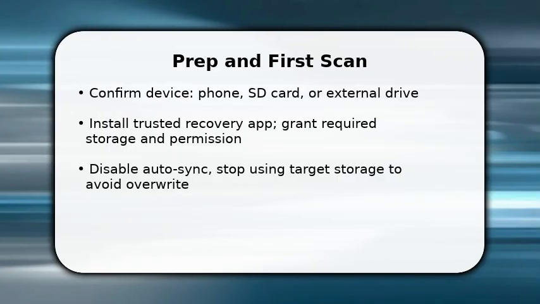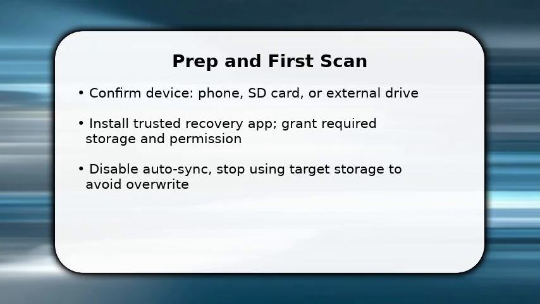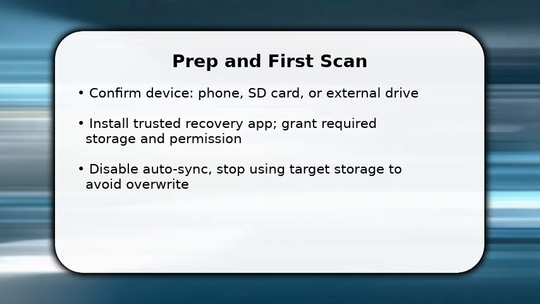You begin by confirming exactly where the old photos lived: phone internal storage, SD card, or external drive, and stop using that media immediately to avoid overwrites. Once done, install a trusted recovery app and grant it storage and permission access. You'll start an initial scan now.